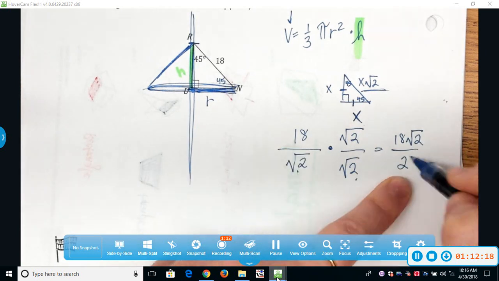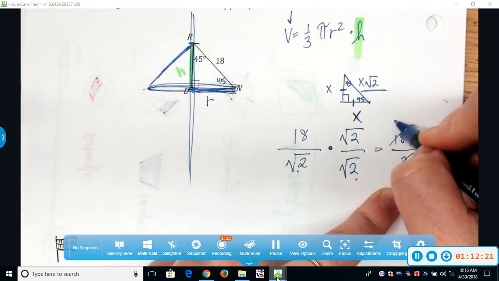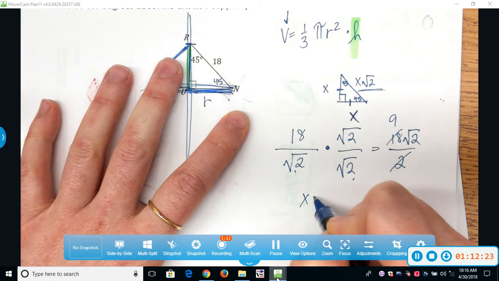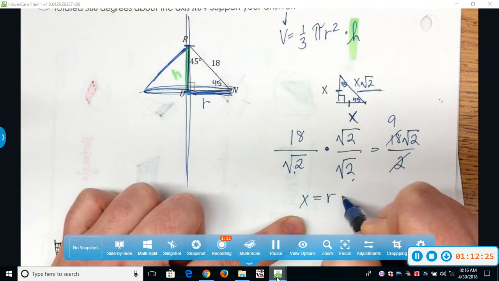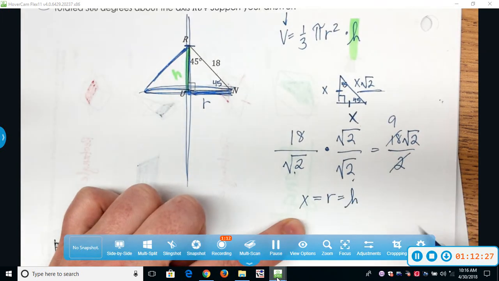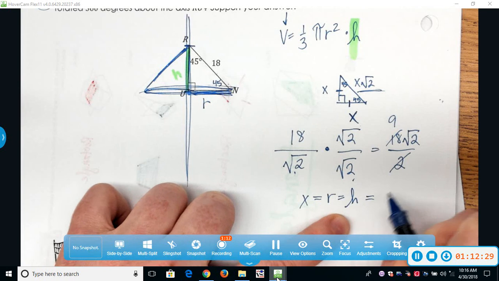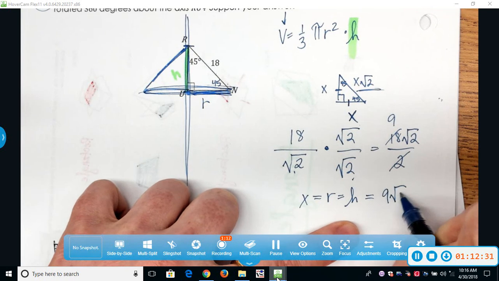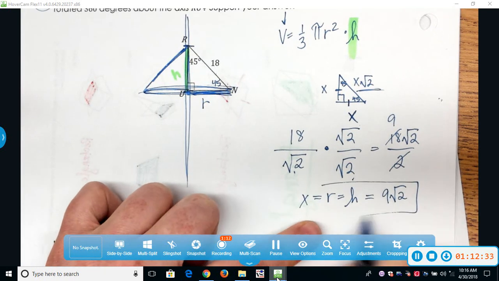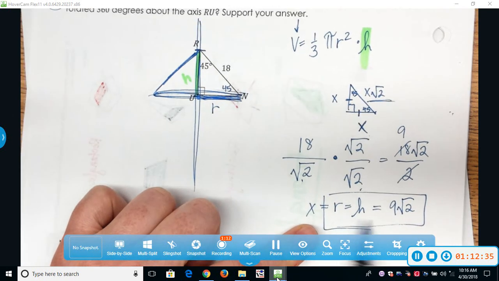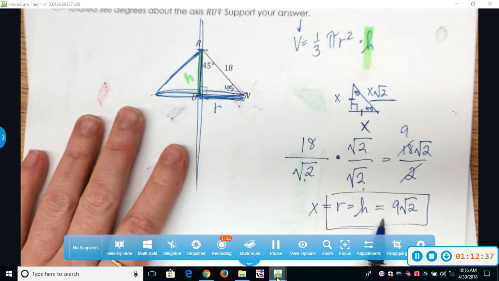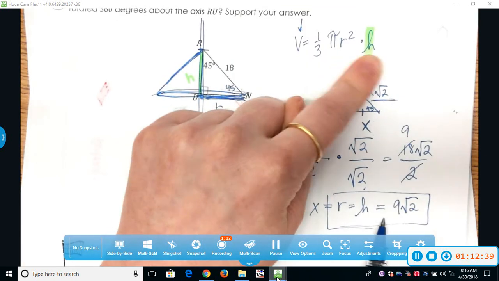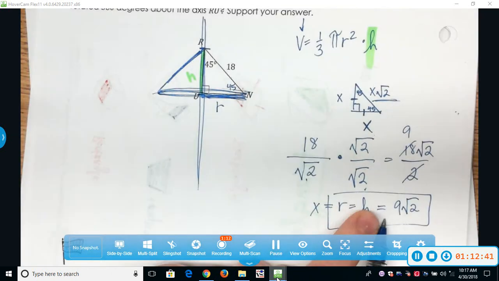This simplifies, and you're left with x, or the radius and the height, is equal to 9 times the square root of 2. Oh my gosh, that just made this problem so much easier because those are equal. So now I'm ready to plug in up here.